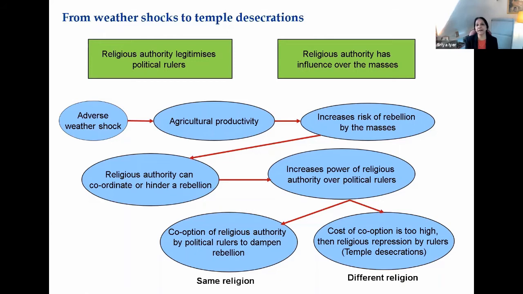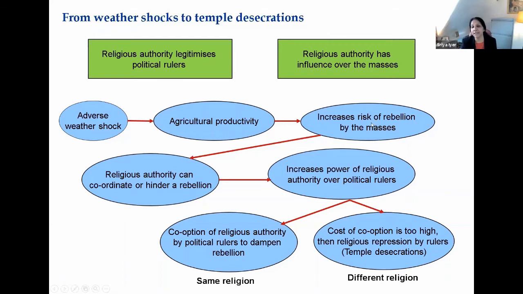And that's because religious authority has influence over rulers, but they also tend to have influence over the masses. In many historical societies, which typically had low levels of literacy, religious authorities were regarded as wise men upholding values of various kinds. So they tended to exert quite a lot of influence on the masses. So what we're arguing here is that in the event of an adverse weather shock, this might actually affect agricultural productivity in this medieval society, and that increases the risk of rebellion by the masses.